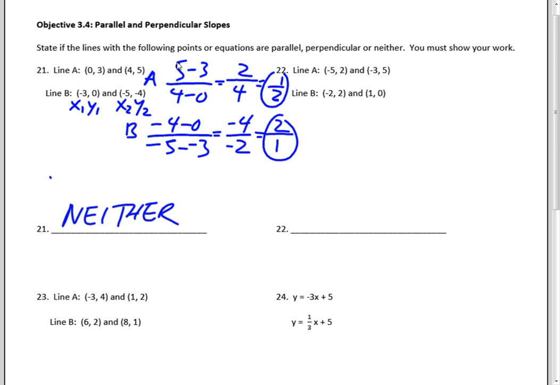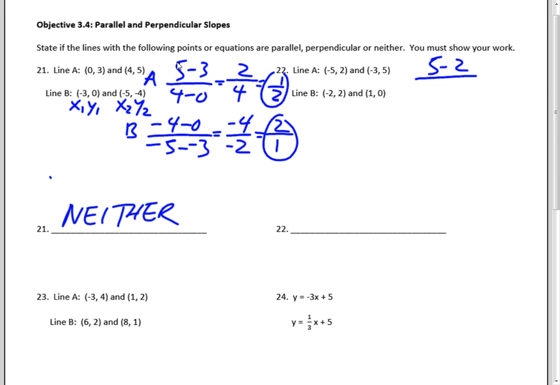How many people at least got the negative 4 over negative 2? Make sure you reduce that and make it positive. That means that they're both positive, which means that we have neither in this case. I'll start the second one.